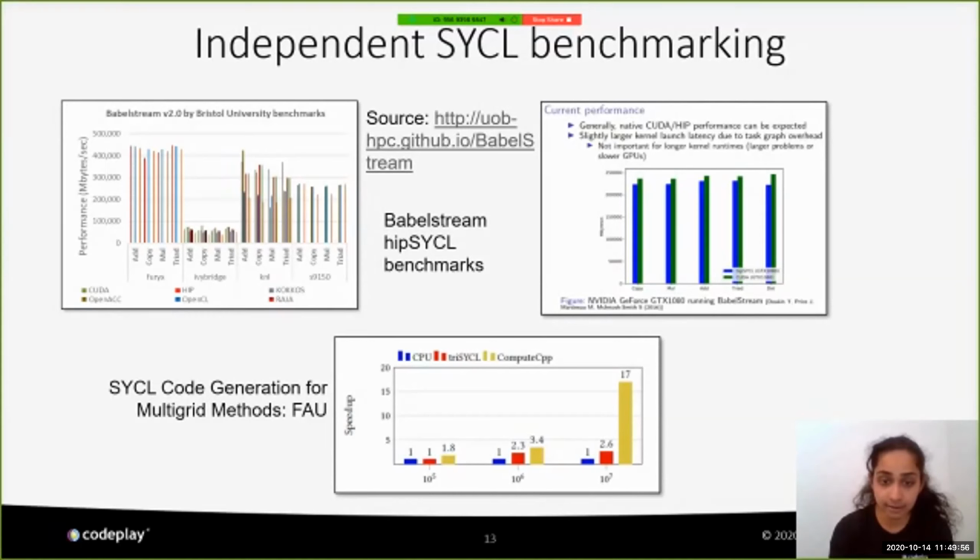The third graph shows the performance of SYCL for multigrid methods. Multigrid methods are fast, scalable numerical solvers for partial differential equations. This study was done by Friedrich-Alexander University, and it shows SYCL code generation for multigrid methods. This shows the speedup, so higher is better, and the x-axis shows the size of the multigrids. We can see that triSYCL and Compute CPP are two implementations of SYCL, but compared to CPUs, the performance obtained by SYCL is higher and much better.